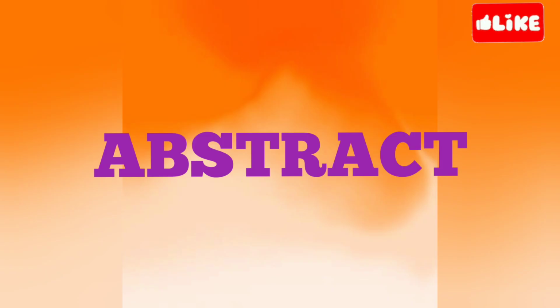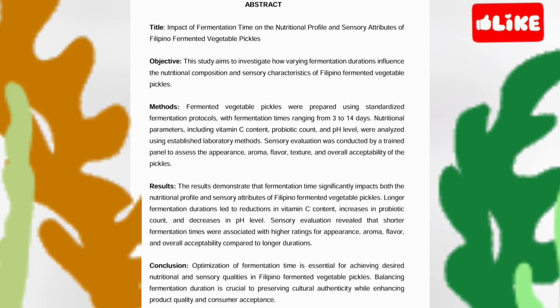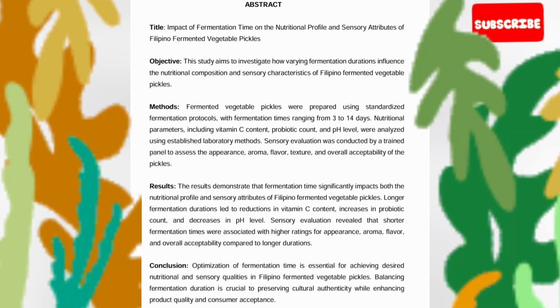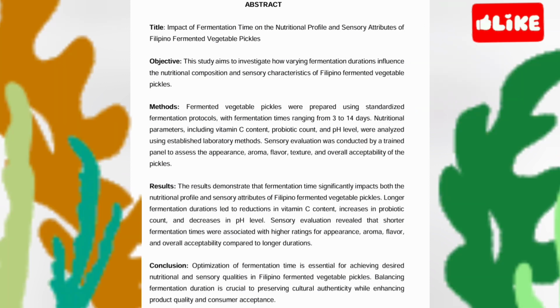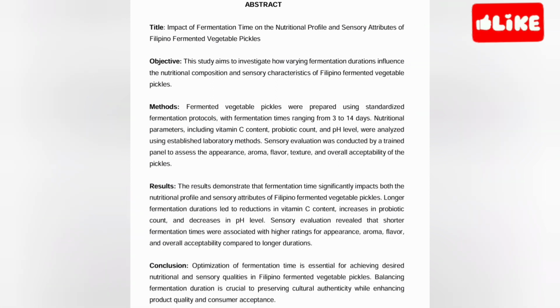Let's move on to discussing the abstract section of your research paper. Abstract is a crucial component of any research paper. An abstract provides a concise summary of the entire study, capturing its key elements and findings. The abstract provides a concise overview of our research, including its objectives, methods, results, and conclusions.